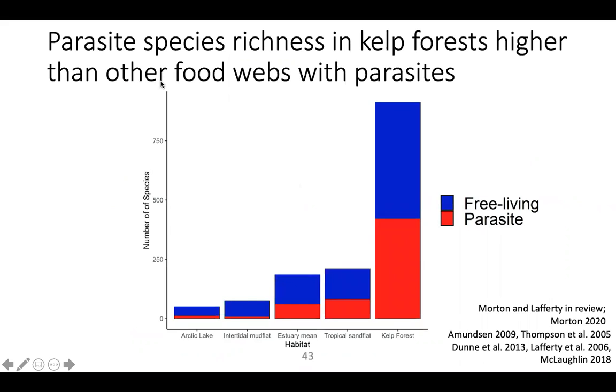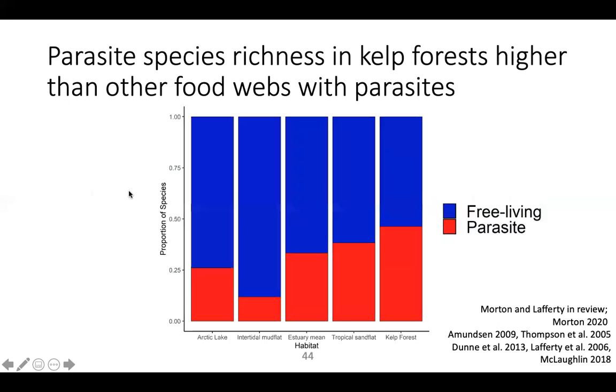When we compare the number of parasite species in kelp forests to other food webs where parasites have been included, we can see that parasites added more species to kelp forest food webs than to these other ecosystems. So this figure shows these other habitat types. So along the x-axis, you'll see there's an Arctic lake food web, an inner mud flat food web, some estuary food webs, and then a tropical sand flat food web. And then the y-axis is the number of species, the blue bars are the free living species, and the red bars are the parasite species.